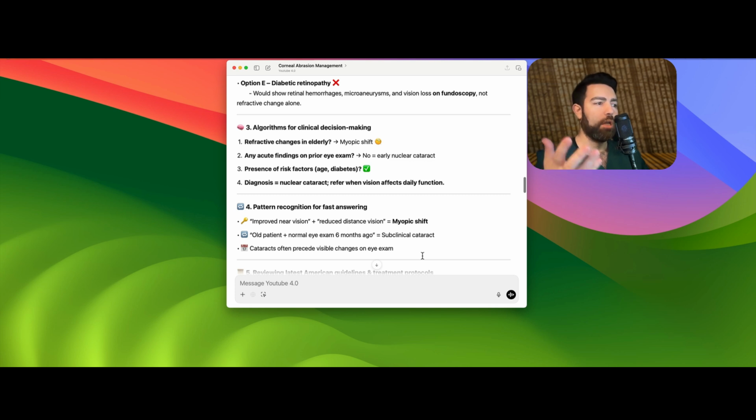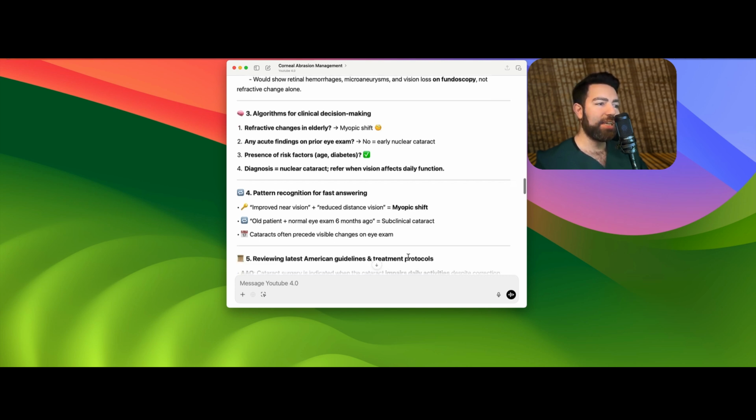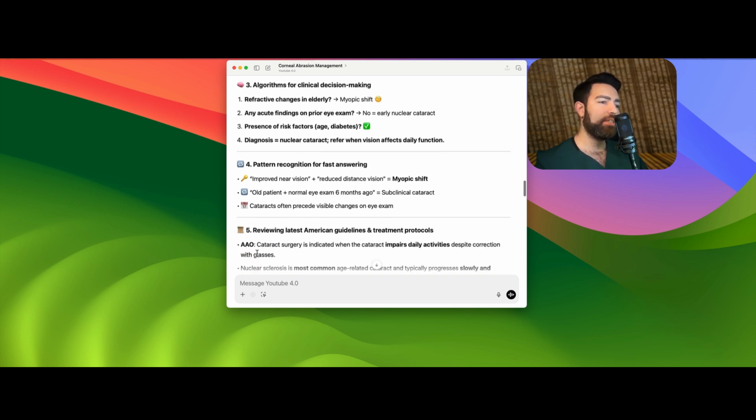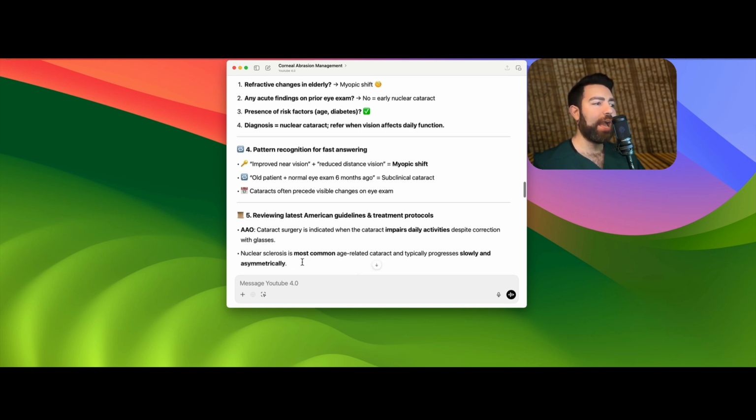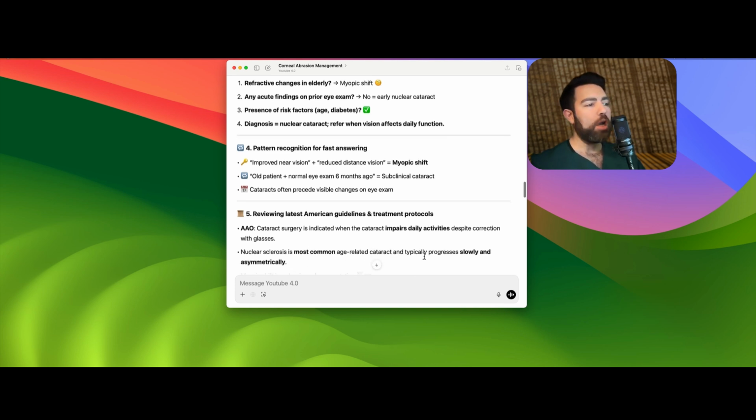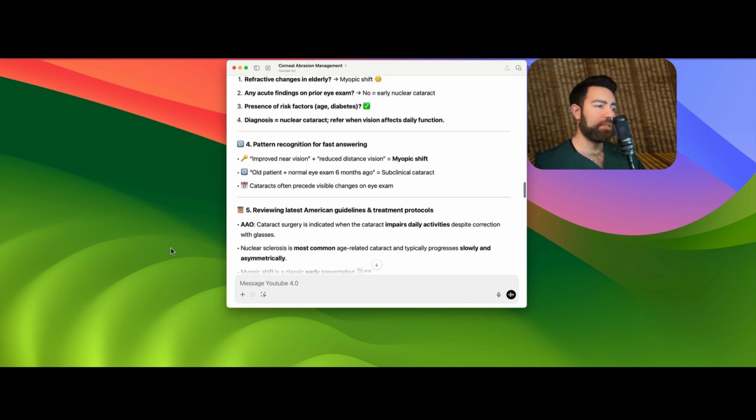They don't want to give the diagnosis away easily, so they may do this to you. So going through the guidelines, cataract surgery is indicated when the cataract impairs daily activities despite correction with glasses. Nuclear sclerosis is the most common age-related cataract and typically progresses slowly and asymmetrically. Myopic shift is a classic early presentation.